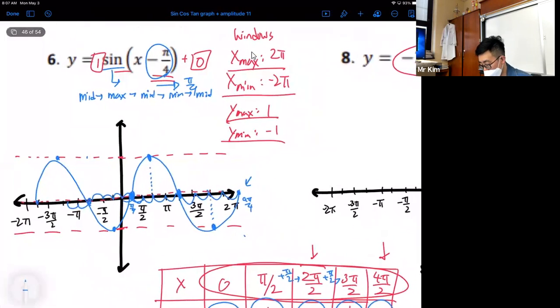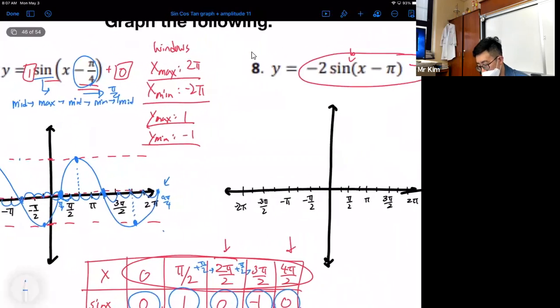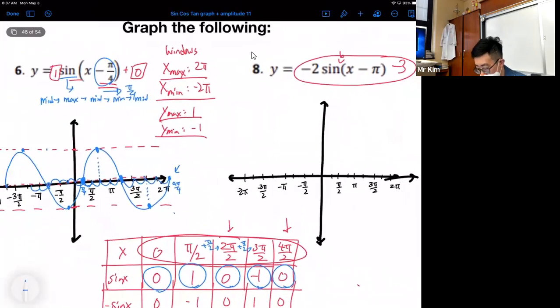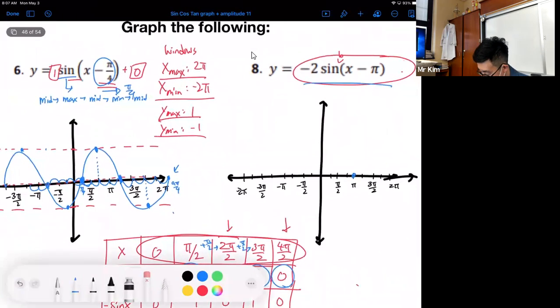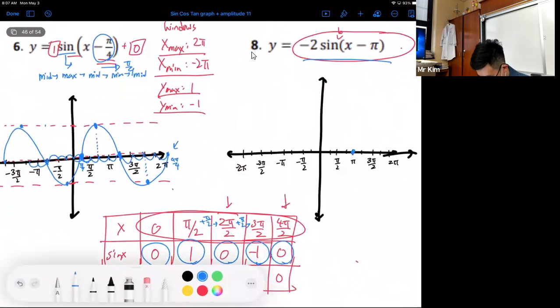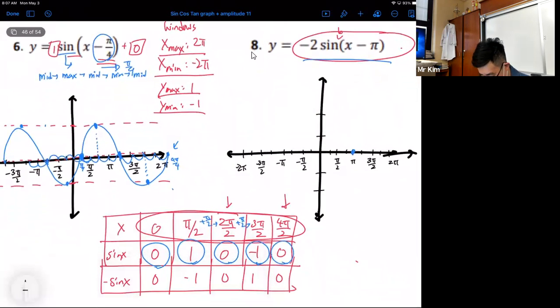All right, moving on for number 8, -2 sine x minus pi here. Kevin, can you tell me what the graph transformation here would be? Okay, so you move right by pi. Yep. That's your starting point. And then it's a stretch by 2, so your boundary is going to be +2 and -2. Excellent. So up 2, down 2.